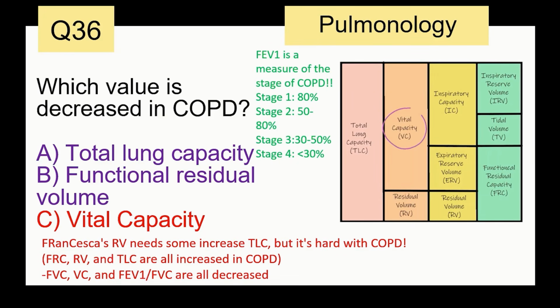Again, FRC, RV, and TLC are all increased in COPD. What will be decreased? Vital capacity. Basically, the person's lungs in COPD get a lot bigger because of all the dead space, but the vital capacity, what they're actually breathing, is decreased.